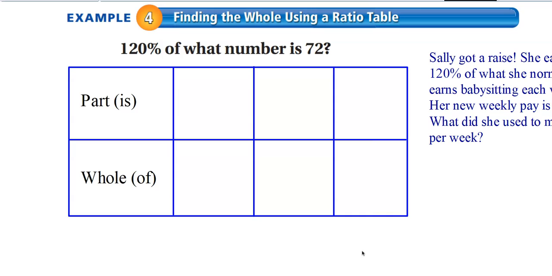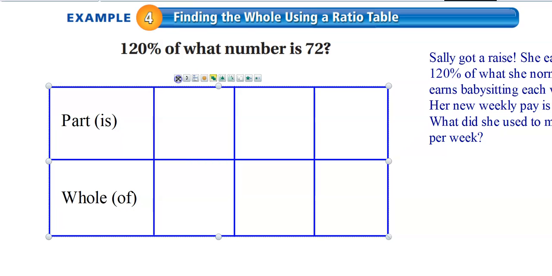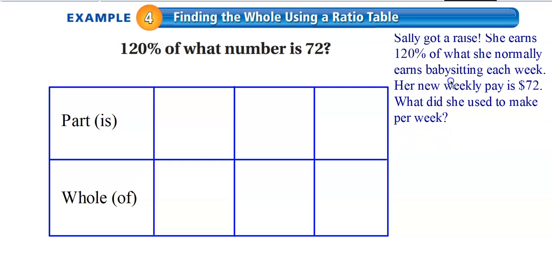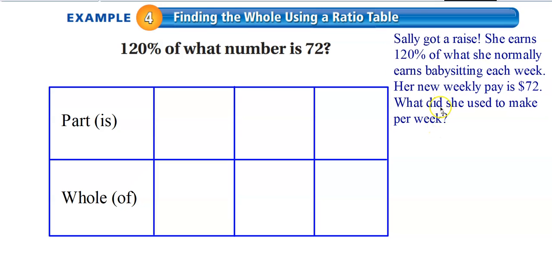Here's example number 4. This time I want you to see that it's greater than 100%, right? And so I just want you to know that the process that we're using works even if the percent is greater than 100. And so in this example, here is the context. Sally got a raise. She earns 120% of what she normally earns babysitting each week. Her new weekly pay is $72. What did she used to make per week?